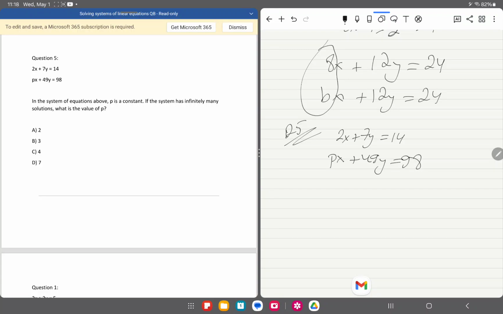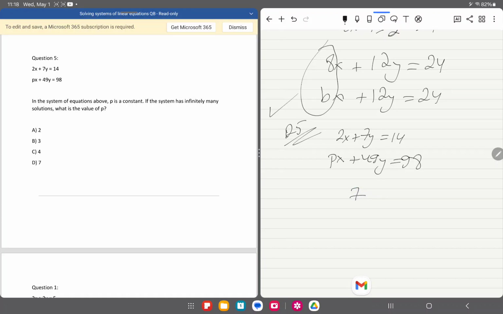Okay, so let me try 98 divided by 14, that's 7. 49 divided by 7 is also 7, so I've got something over there. So yes, this one is okay. Question 5 is okay.